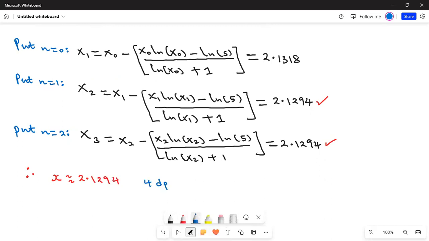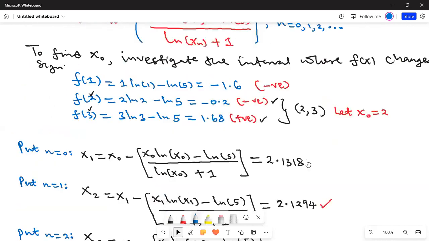So that is the root of that equation. Remember, we are solving x raised to x is equal to 5. So it means x must be approximately 2.1294.